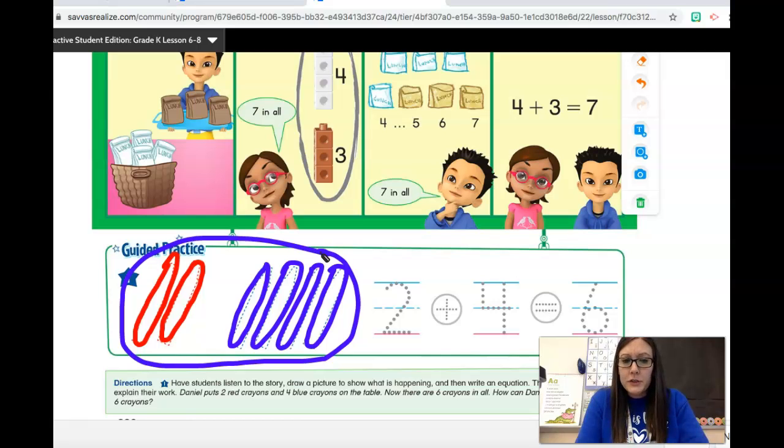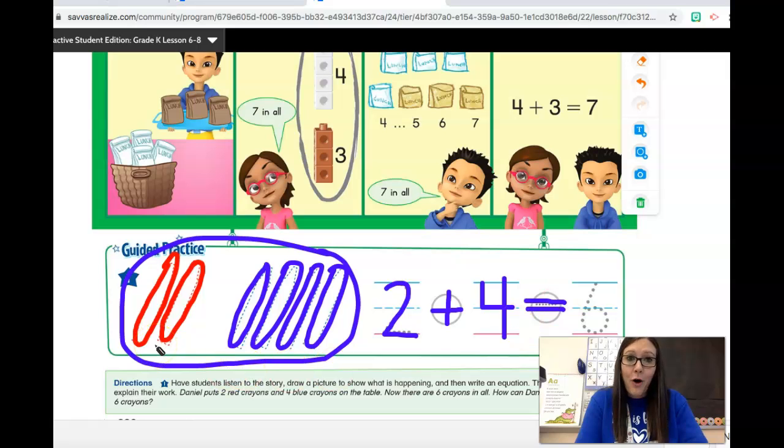Let's write a math equation that matches this picture. First, we're going to write the 2. The 2 stands for those 2 red crayons. Plus sign, because we're joining these groups together. What are we joining this 2 to? We're joining the 2 to this group of 4. So we're going to write the number 4. The 4 stands for these 4 crayons. Equals, because now we're going to show what 2 plus 4 is.